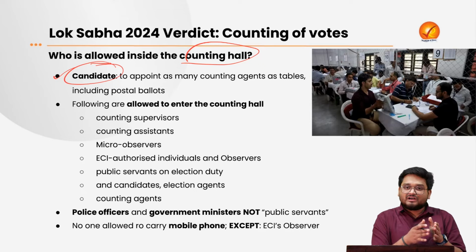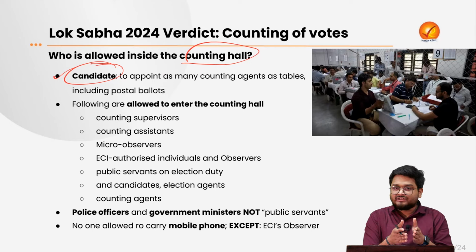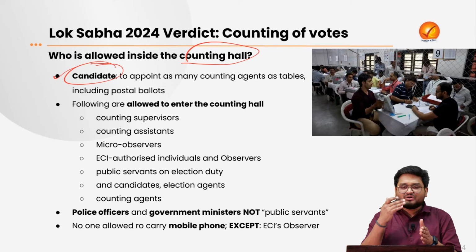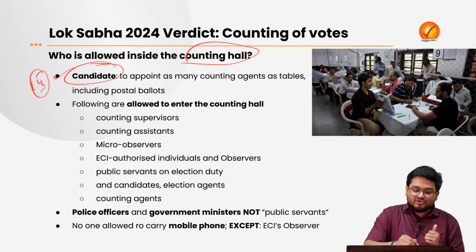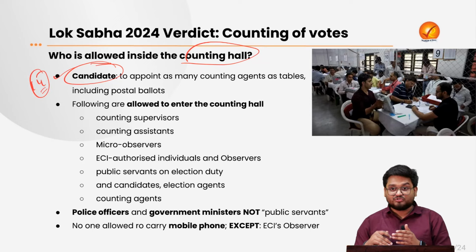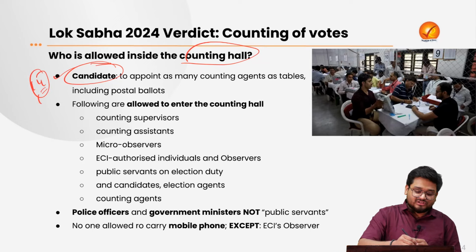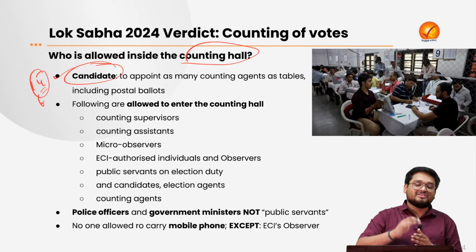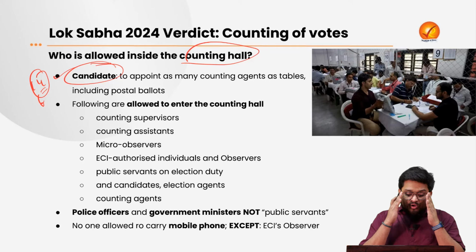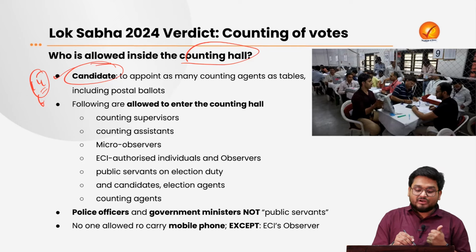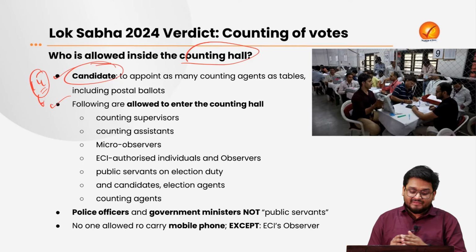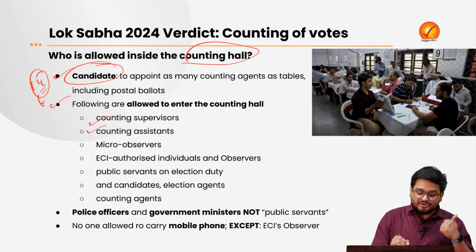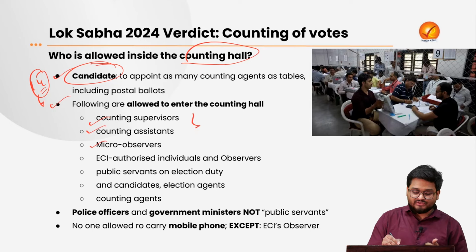Now, since there is one political candidate across various political parties, and in a hall there will be 14 tables, obviously that candidate will not be able to supervise all the 14 tables. So for all the 14 tables, that candidate can appoint some electoral agents from his or her side. Those allowed inside this hall will be counting supervisors, counting assistants, and micro observers, as we have seen here.